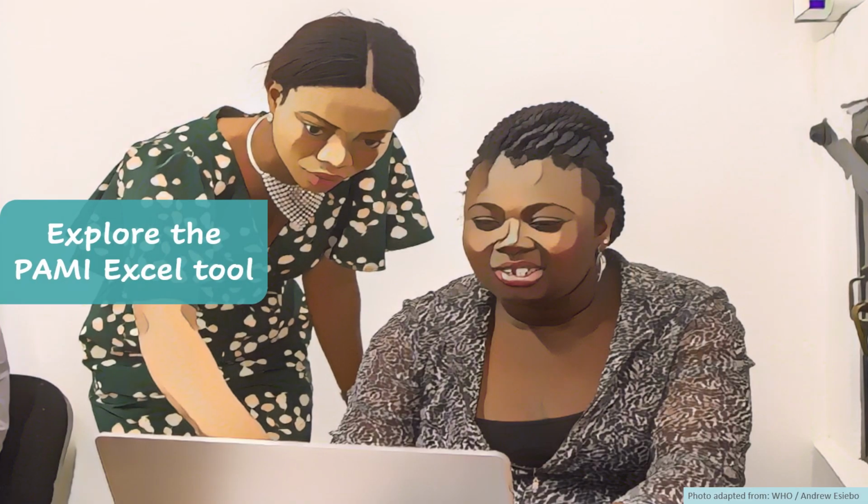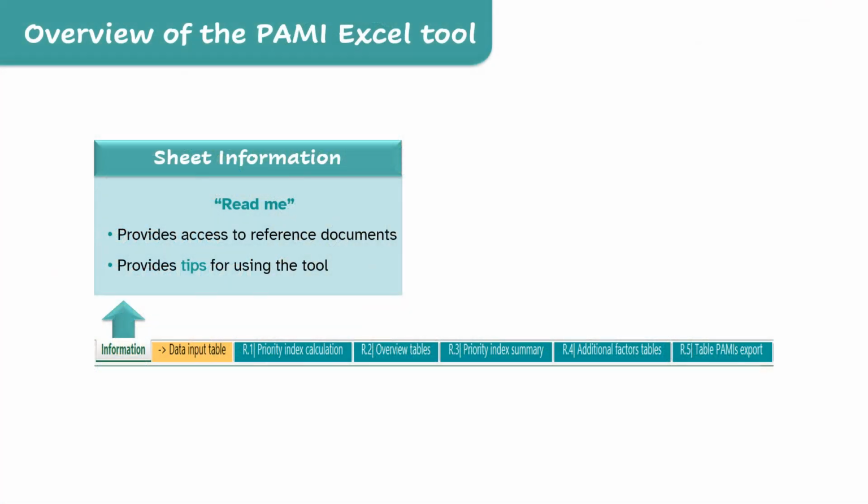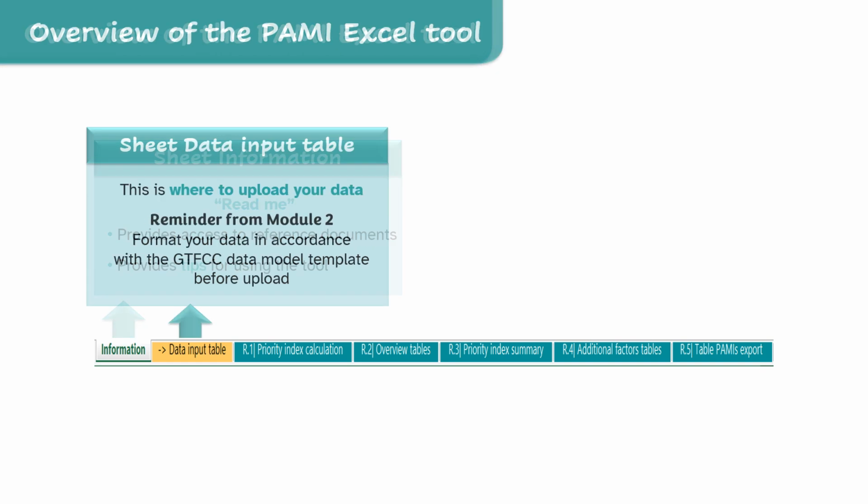To get started, we are going to quickly walk you through the different sheets of the PAMI Excel tool. The first sheet of the PAMI Excel tool is called Information. Basically, this is a README sheet where you will find links to reference documents and tips on how to use the tool. The next sheet of the PAMI Excel tool is called Data Input Table. This is the sheet where you are going to upload your data for analysis. For the tool to compute the calculations, your data should be formatted in accordance with the GTFCC data model template.